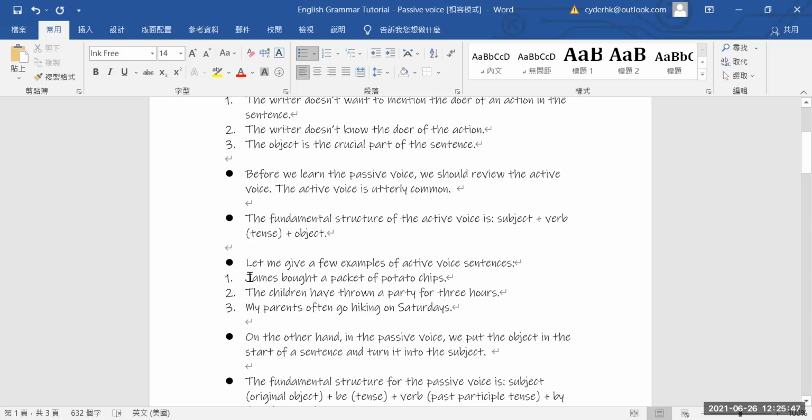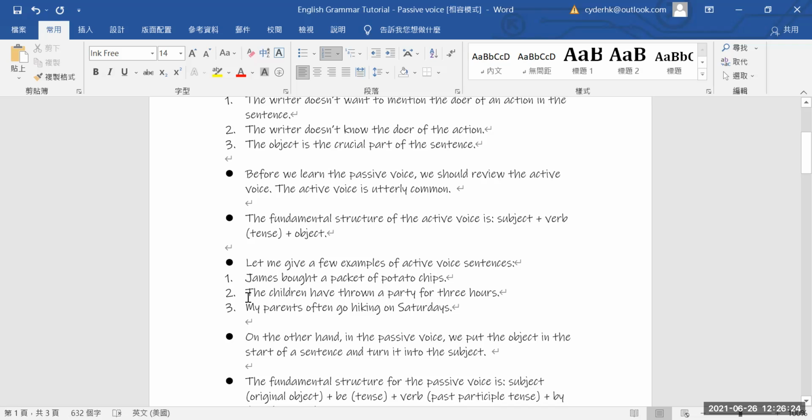Let's take a look at the number one example. James here is the subject. The subject is actually the doer or the agent, as we all say. James is the doer. What did he do? He bought. Bought here is a verb with tense. The tense is past tense, as we all can see. A packet of potato chips is the object. So: subject, verb, and object.